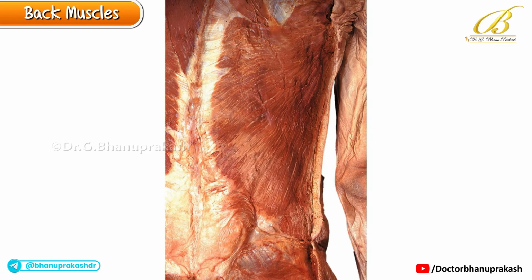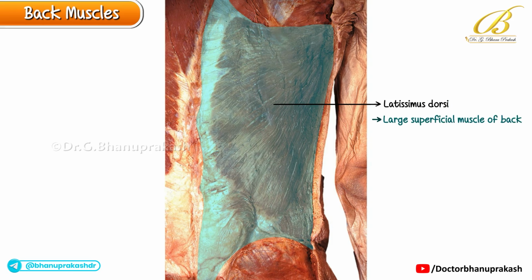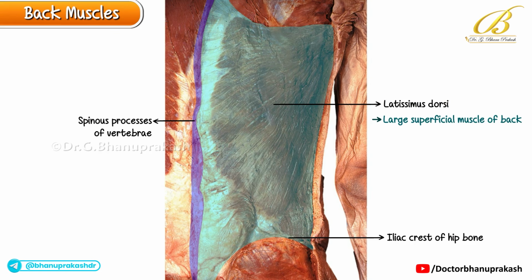This specimen demonstrates the Latissimus dorsi, the large superficial muscle of the back. The Latissimus dorsi takes its origin from the spinous processes of the vertebrae along the midline, and inferiorly from the iliac crest of the hip bone. From these broad origins, the muscle fibers converge laterally and superiorly toward the humerus, where they insert.